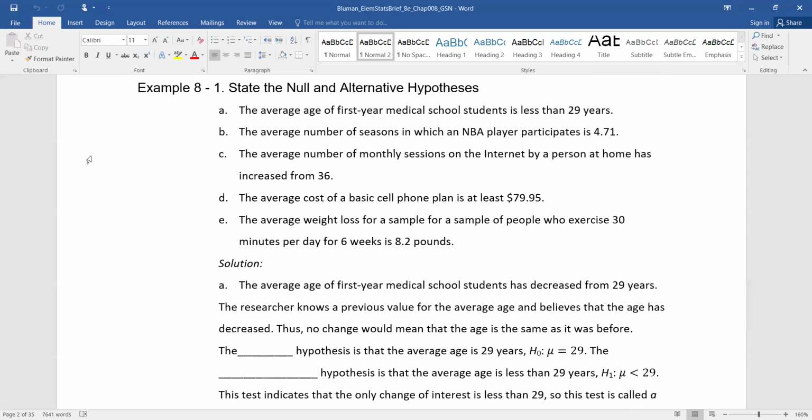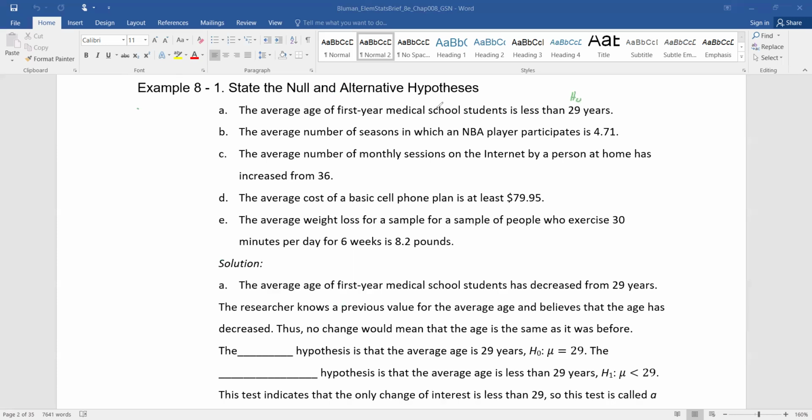Looking at A, it says the average age of first year medical school students is less than 29 years. So basically, to make this real simple, and then we'll fill in the blanks, this statement right here would be your null hypothesis, because you're saying that there is no change with the null.